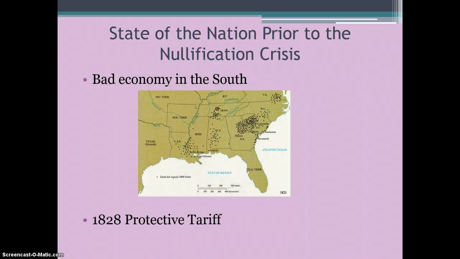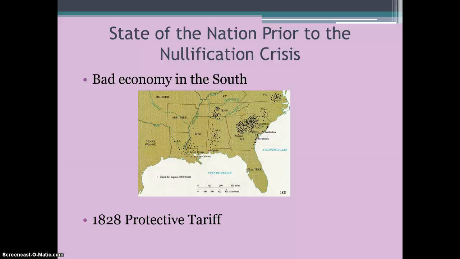Another change in the U.S. during this time was the Tariff of 1828. This tax law was passed by the U.S. Congress and raised taxes very high on imported goods to discourage imports and protect Americans' manufacturing industries, and most of these manufacturing industries were in the North.